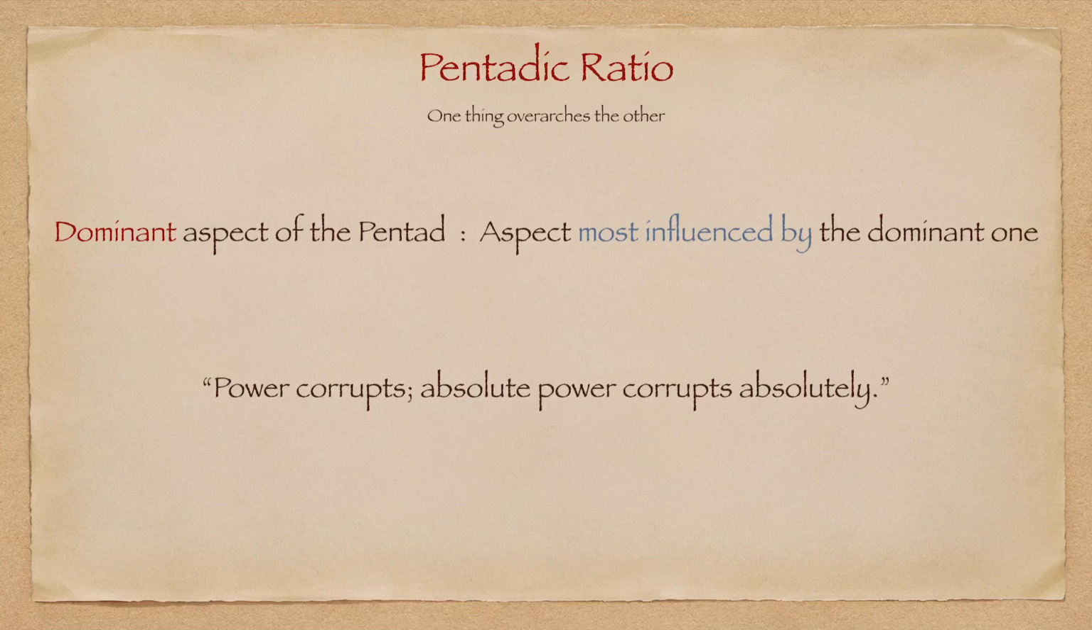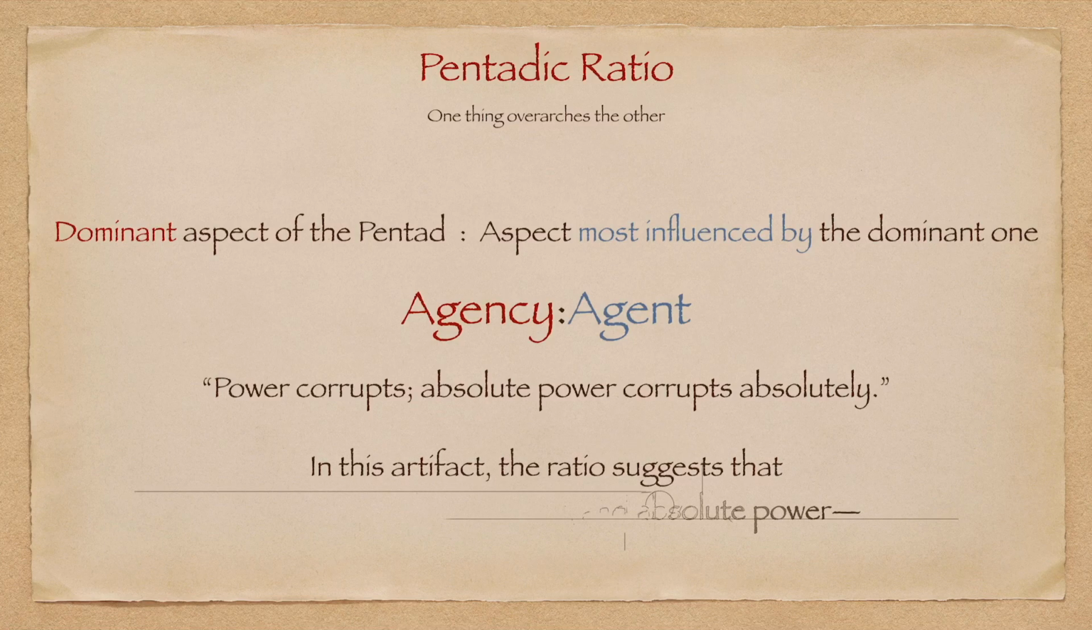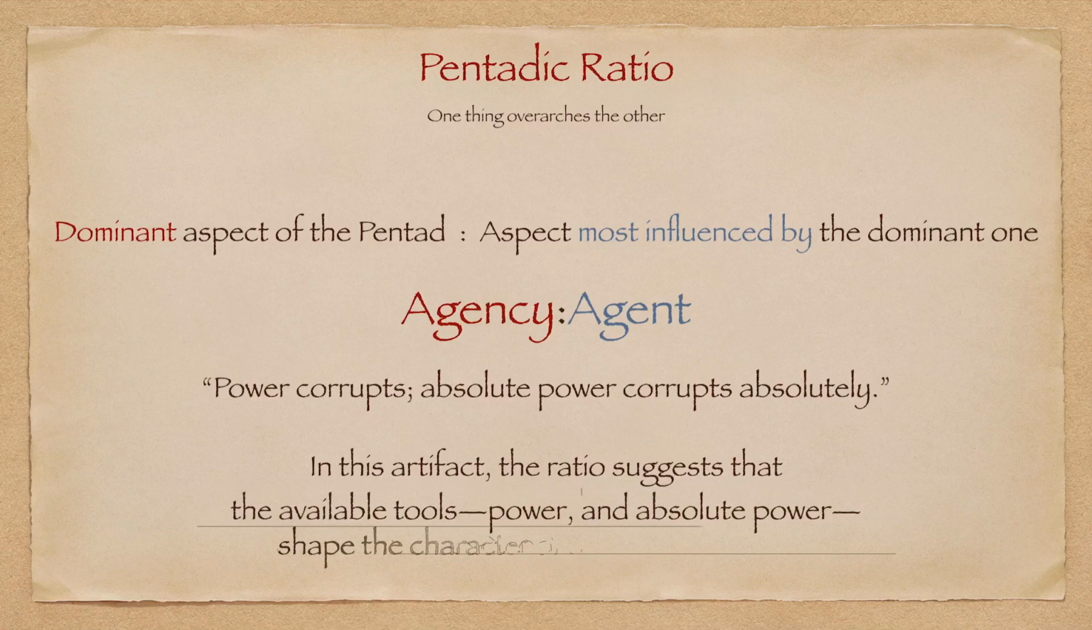"Power corrupts. Absolute power corrupts absolutely." What have we got here? What does this look like? I'm going to suggest that you're looking at an agency-agent ratio here. When we unpack that, it's the agency that is actually influencing and almost controlling the agent.